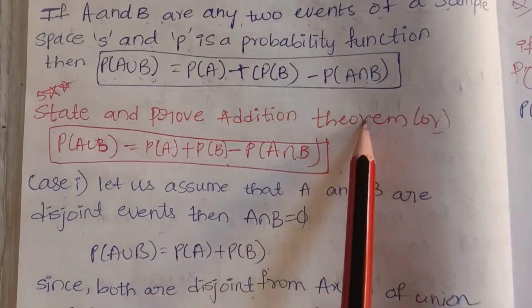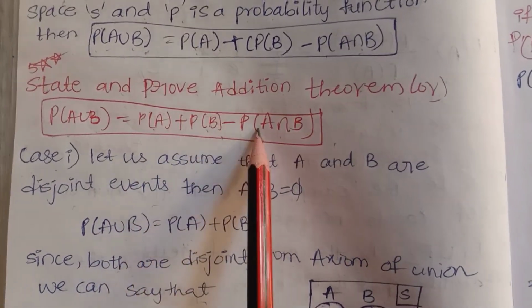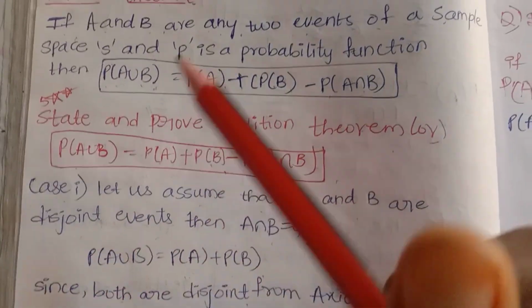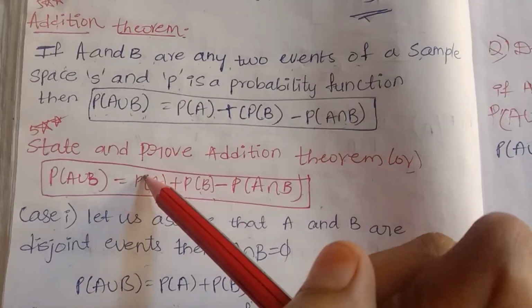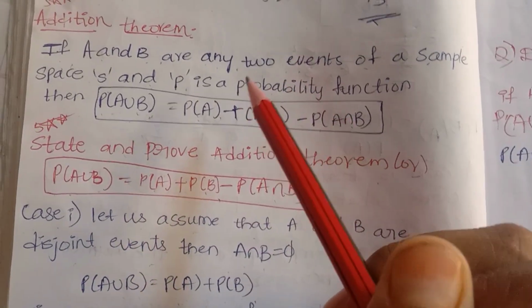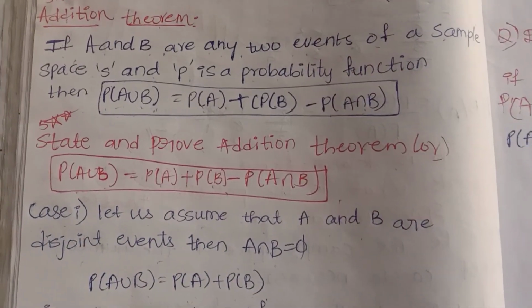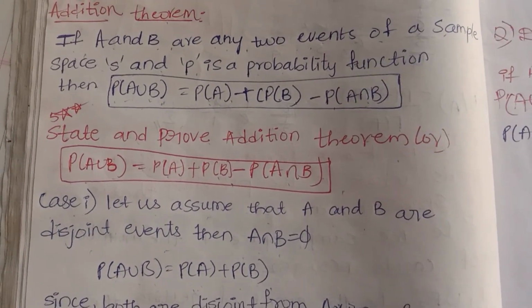State and prove the addition theorem: P of A union B equals P of A plus P of B minus P of A intersection B. They will ask the addition theorem in these cases also. Like this, they will also ask you to prove the addition theorem, and they will attach problems for this theorem.